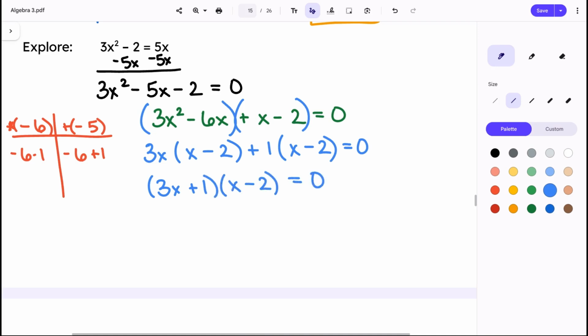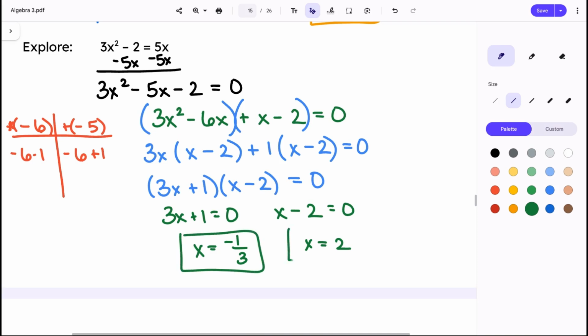Did everyone get there okay? And then when you set those both equal to 0, what'd you guys get for answers? Negative 1 over 3 and 2. Good. Very good. Questions on factoring? Feel okay about that?